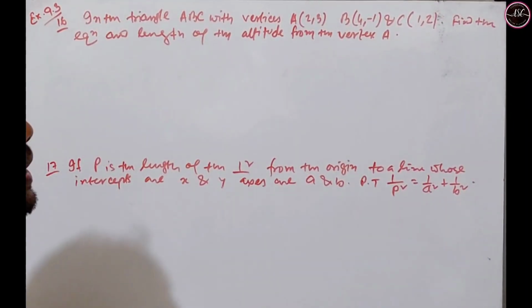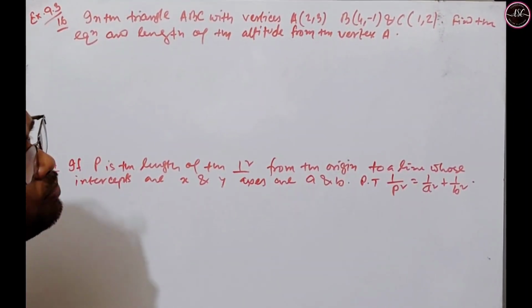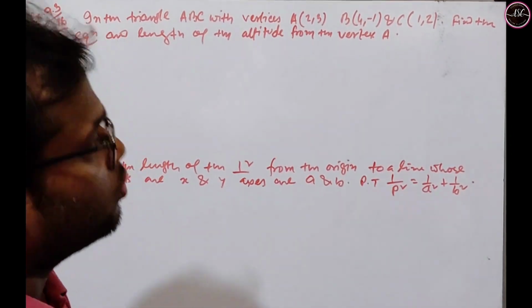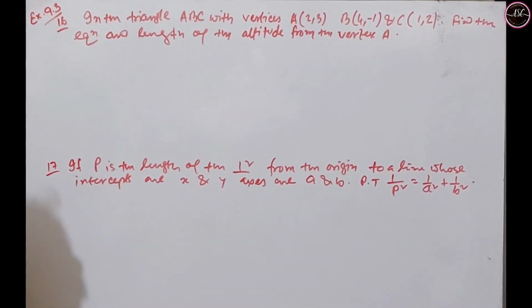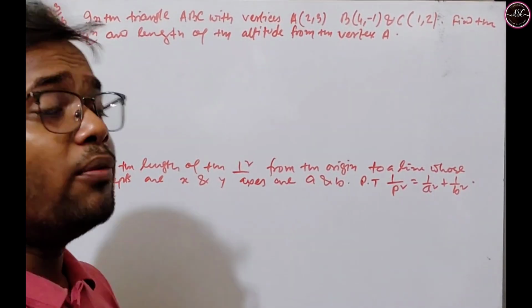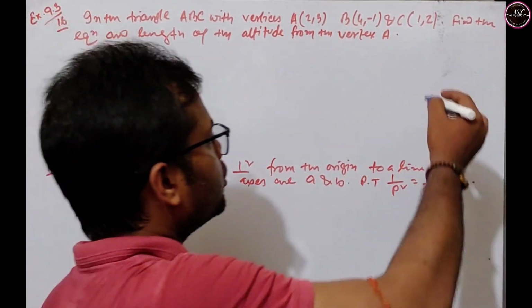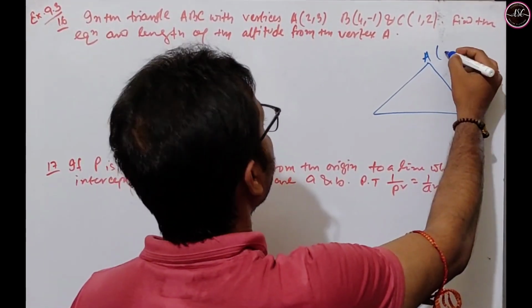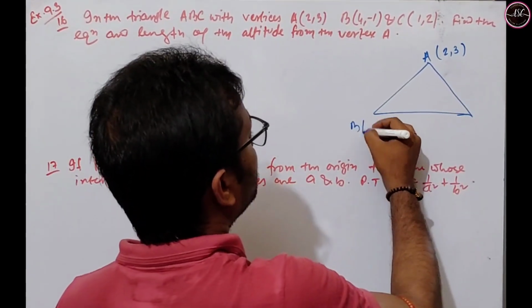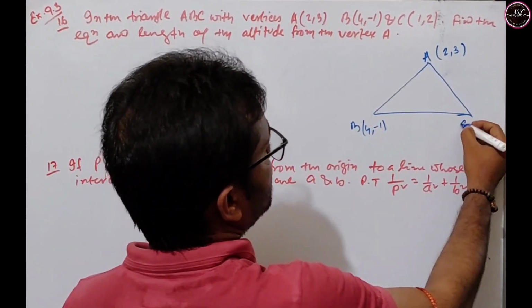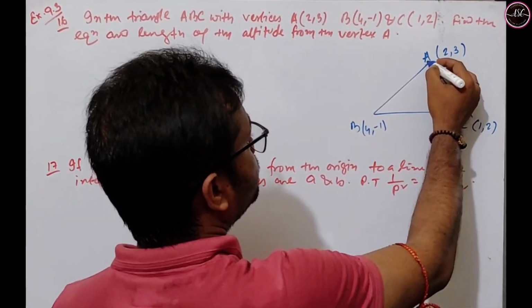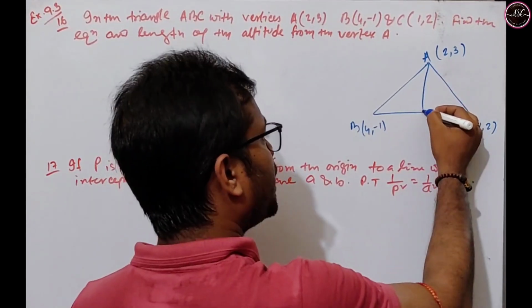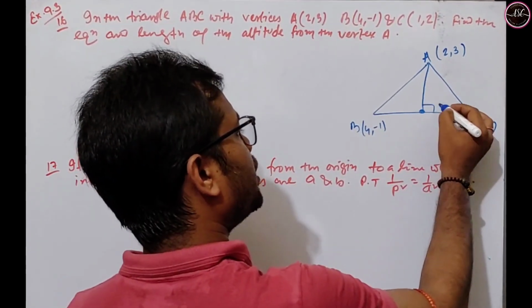Okay. Let's look at this question. In the triangle ABC with vertices A (2, 3), B (4, -1) and C (1, 2), find the equation and the length of the altitude from the vertex A. So let this triangle be of this type, A (2, 3), B (4, -1) and C (1, 2). The altitude from A will be perpendicular to BC.